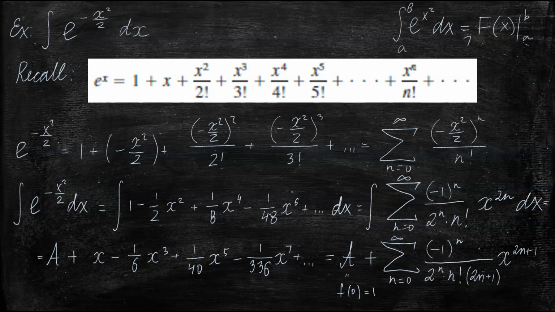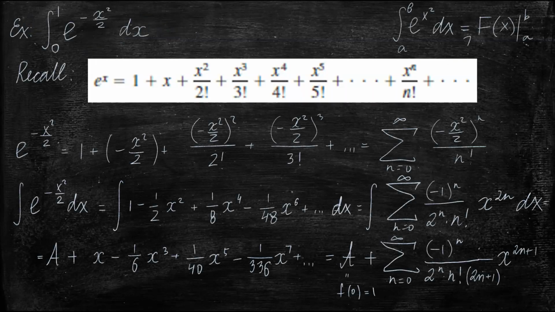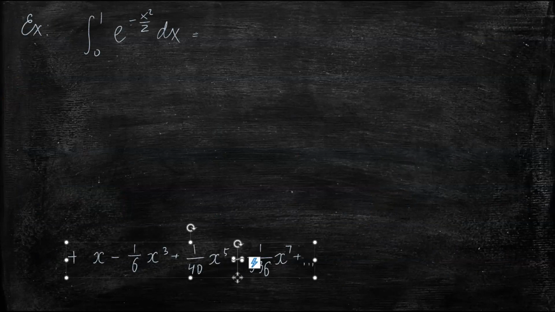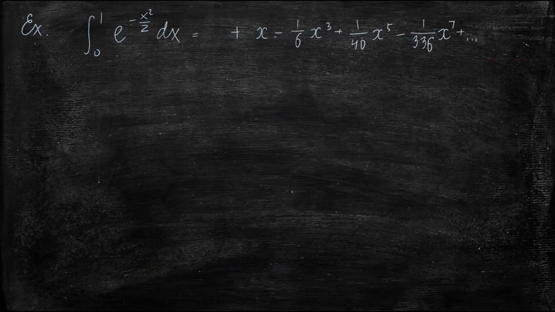For example, if we were to make this integral a definite integral, so let's say now we're looking for the integral from 0 to 1 of this function, without knowing the function that is an antiderivative, we can use the power series representation of that function, and what we can do is evaluate this power series representation between 0 and 1.